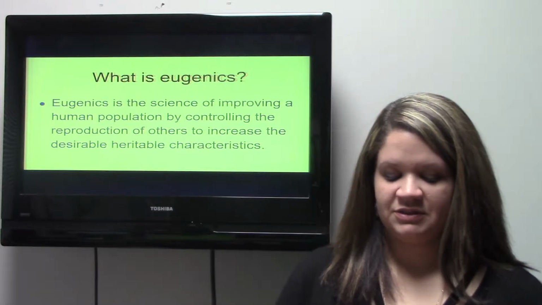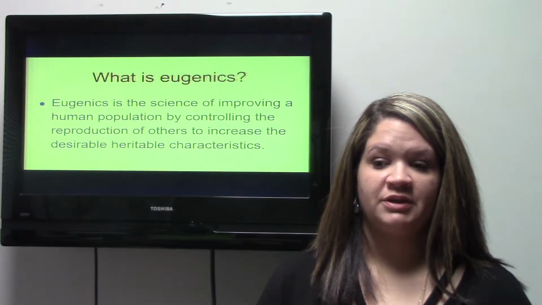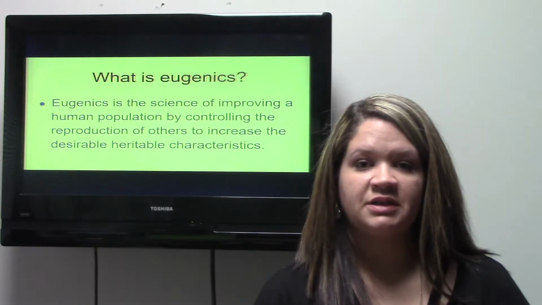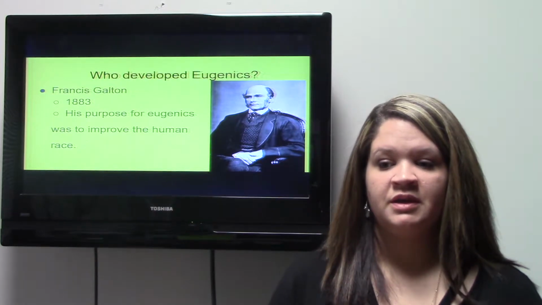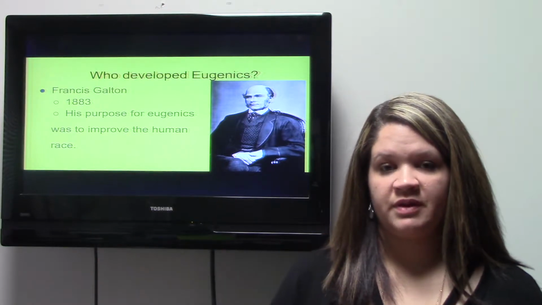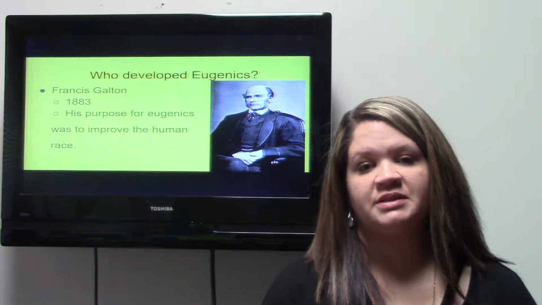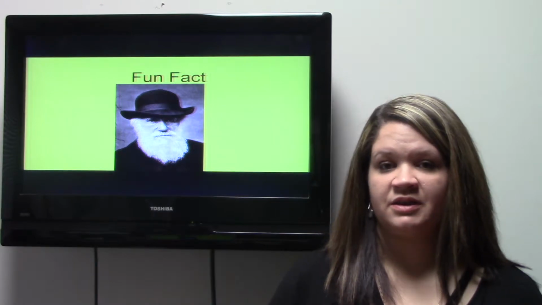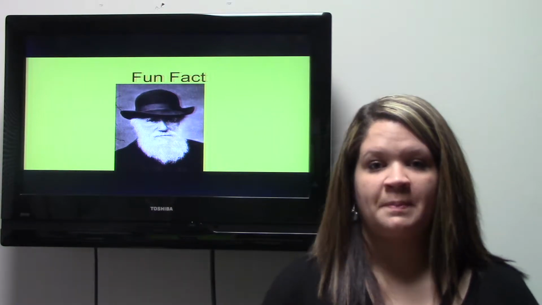What is eugenics? Eugenics is the science of improving a human population by controlling reproduction to increase desired characteristics. Eugenics comes from the Greek roots meaning good or good birth. Developed in 1883 by Sir Francis Galton, his purpose for developing eugenics was to improve the human race in genetics and characteristics. Fun fact, Sir Francis Galton is the cousin of this man, Charles Darwin, who is known for his work in evolution.